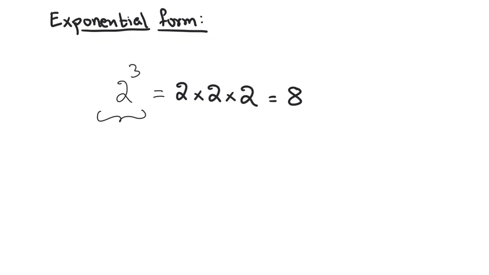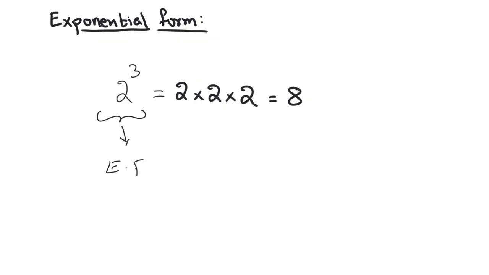So tell me now, what is 2 to the power 3? What does it mean? It means 2 times 2 times 2, 2 multiplied by itself 3 times. And of course, this is 8. We know that. Now, this is said to be in exponential form.